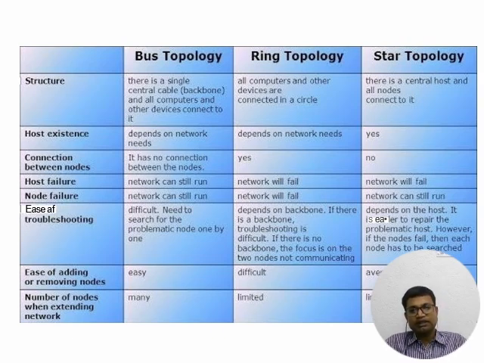Here you can see the comparative study in case of troubleshooting. For the bus topology, it is difficult. You need to search for the problematic node one by one. In ring topologies, it depends on the backbone. If there is a backbone, troubleshooting is very difficult. If there is no backbone, the focus is on the two nodes not communicating. And in star topology, it depends on the host. It is easy to repair the problematic host. However, if the nodes fail, then each node has to be searched.